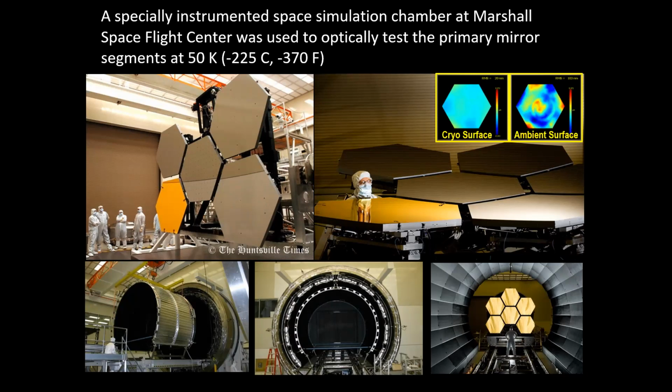This is done through the magic of computer modeling, but computer modeling is not perfect. And so to make the Webb mirrors, we had to follow an iterative process whereby we would polish the segments partway and then put them in a specially instrumented space simulation chamber at Marshall Space Flight Center in Huntsville, Alabama. And this space simulation chamber is a big vacuum vessel whose walls are lined with shrouds that are cooled with liquid nitrogen and liquid helium. So we can simulate both the vacuum and the low temperature of space.